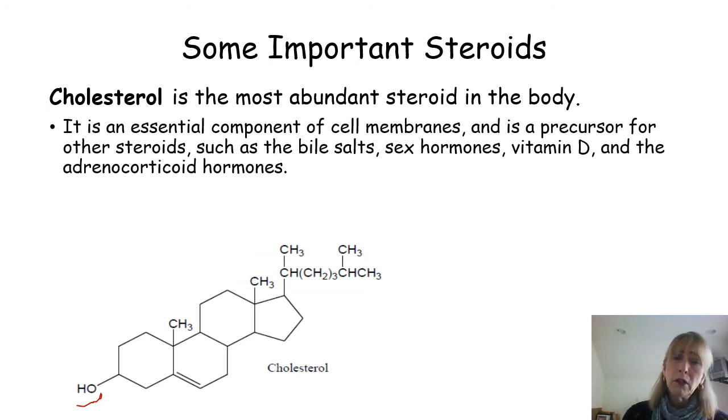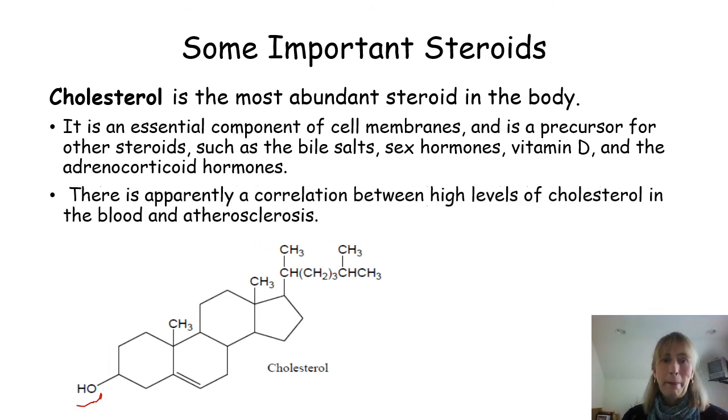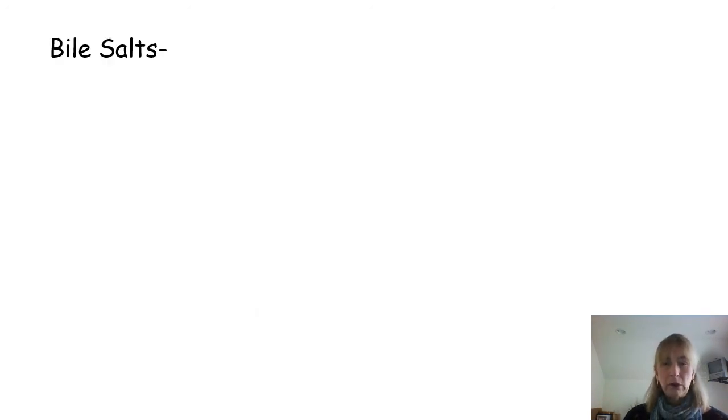So cholesterol is the most important steroid in the body, most abundant, I'm sorry. It is an essential component, as we said, of cell membranes. It's the precursor for other steroids, such as the bile salts, the sex hormones, vitamin D, and the adrenocorticoid hormones. And of course, medically speaking, there is apparently a correlation between high levels of cholesterol in the blood and atherosclerosis.